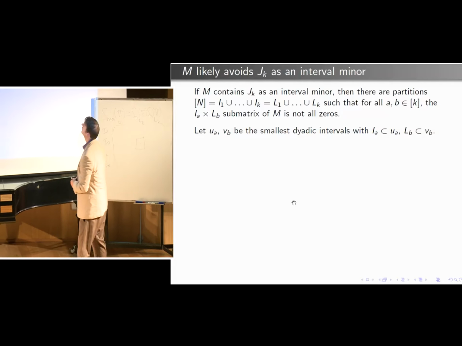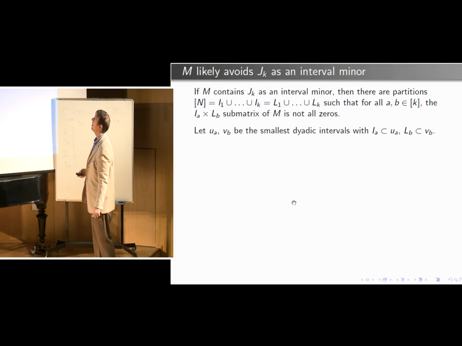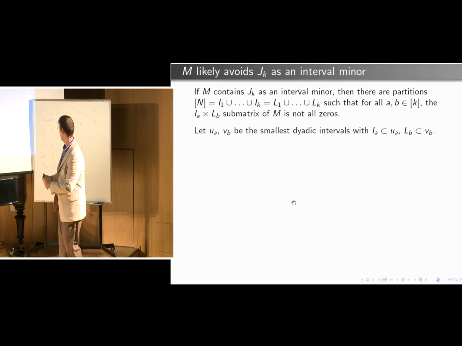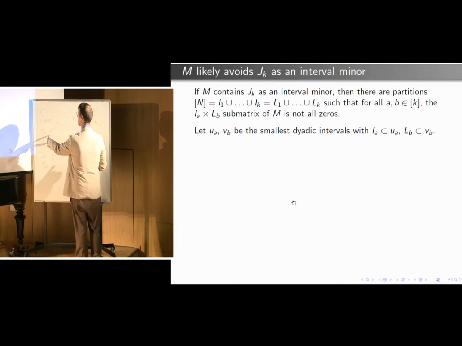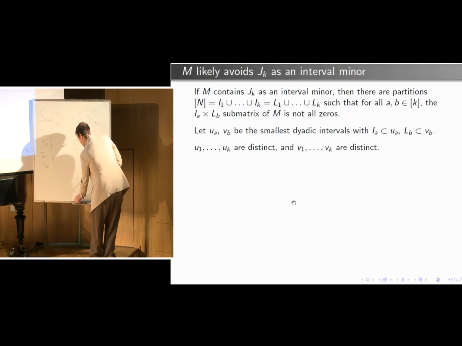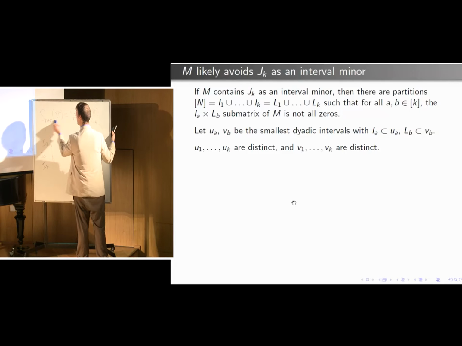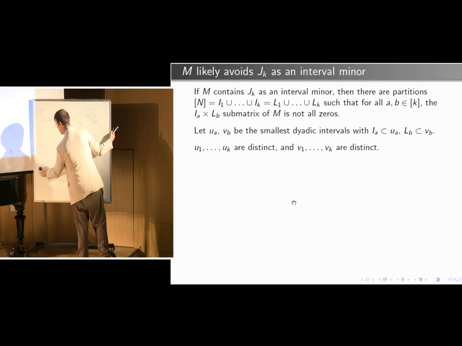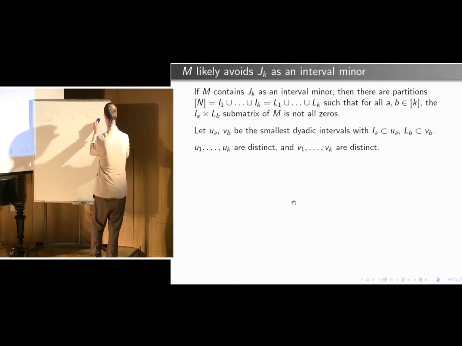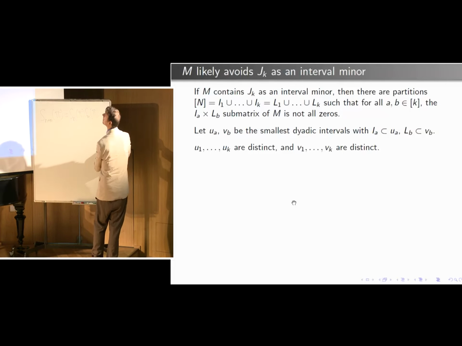Okay. So let U_A and V_B be the smallest dyadic intervals with I_A in U_A and L_B in V_B. So for each of these intervals, we look for the smallest dyadic interval that contains it. Now, here's a simple claim. These dyadic intervals are unique. So U_1 to U_K are all distinct, and V_1 to V_K are distinct.